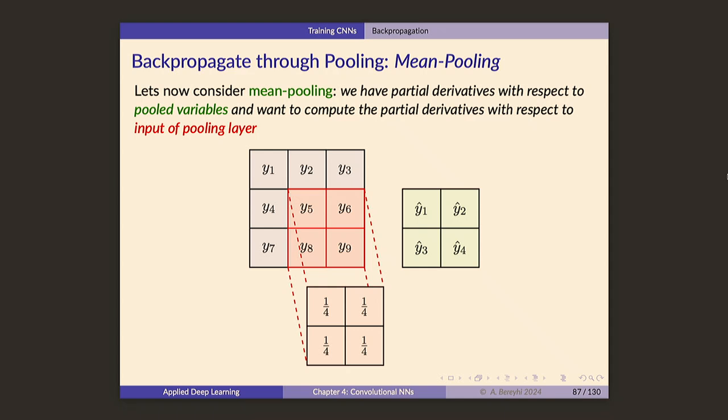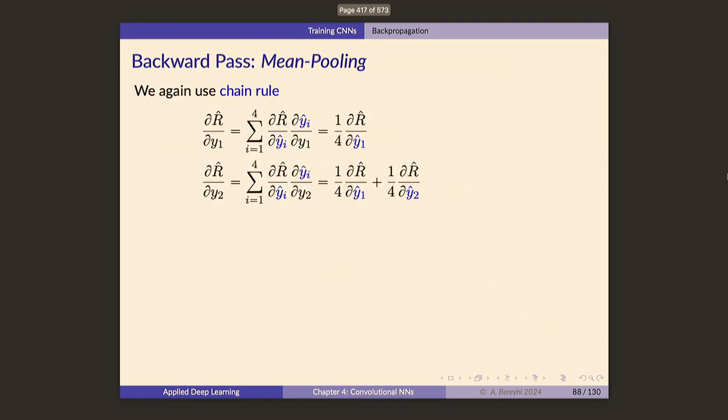Then if I want to compute the derivative with respect to y1, the chain rule tells me that the derivative of r hat with respect to y1 is the derivative of r hat with respect to every function of it times the derivative of that function with respect to y1. So it's the derivative of r hat with respect to y hat 1 times the derivative of y hat 1 with respect to y1. And then you keep on going till the very last one: the gradient of r hat with respect to y hat 4 times the derivative of y hat 4 with respect to y1, correct? You can write it down in the form of this summation.